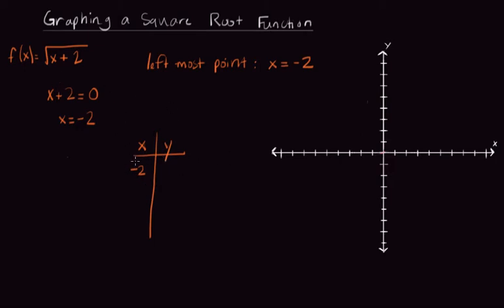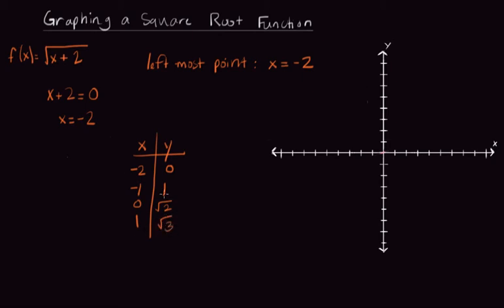But let's go to the right from here. Just to make my life easy, I'm going to use small numbers, so I'll put in negative 1, 0, and 1. So let's go ahead and put in negative 2. Negative 2 plus 2 is 0, so the square root of 0 is 0. That's just what we expected. Negative 1, so if I put in negative 1 here, plus 2 is 1. The square root of 1 is 1. If I put in 0, 0 plus 2 is the square root of 2. And then if I put in 1, that would be the square root of 3.